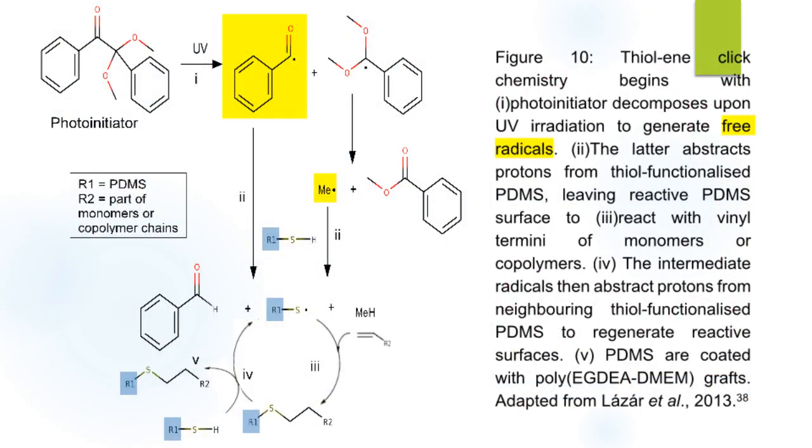Figure 10, thiol-ene click chemistry begins with I. Photoinitiator decomposes upon UV irradiation to generate free radicals. II. The latter abstracts protons from thiol-functionalized PDMS, leaving reactive PDMS surface to III. react with vinyl termini of monomers or copolymers. IV. The intermediate radicals then abstract protons from neighboring thiol-functionalized PDMS to regenerate reactive surfaces. V. PDMS are coated with poly-EGDEA DMEM grafts.